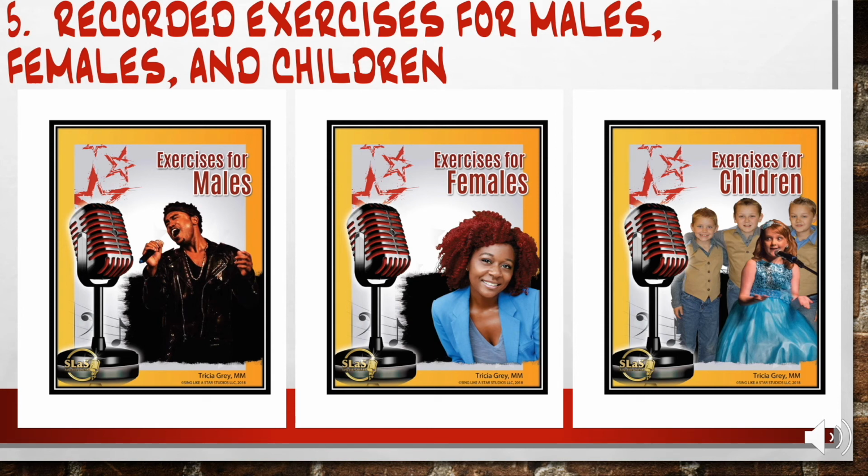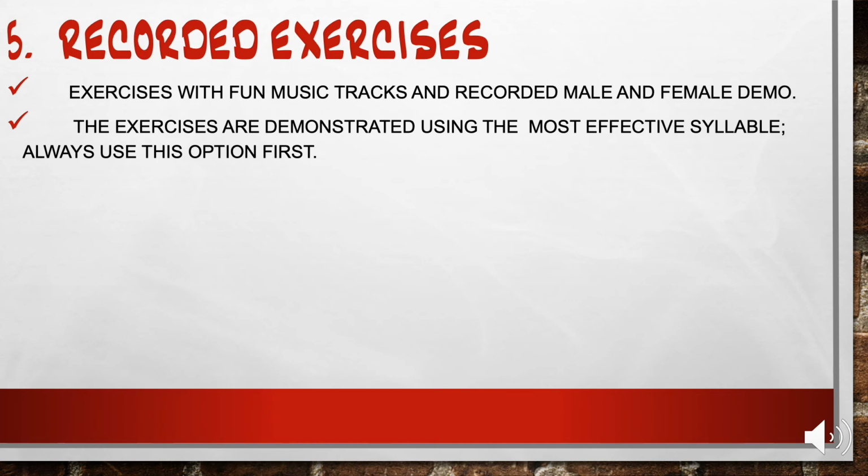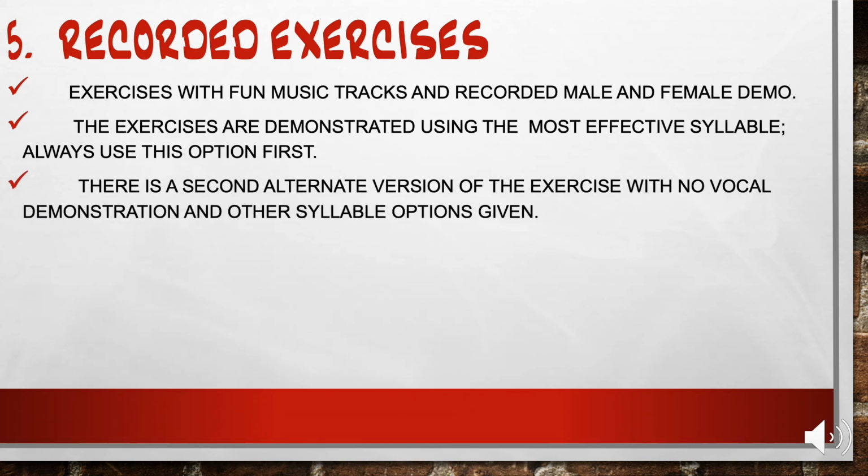The fifth section is recorded exercises for males, females, and children, set in the appropriate keys, and demonstrated by male and female singers. The exercises are demonstrated using the most effective syllable first. You always want to use this option first. But there's a second alternate version of the exercise with no vocal demonstration and other syllable options given.